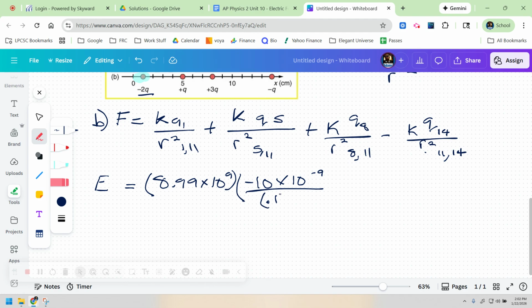You guys with me so far on that? You understand where I'm getting this stuff from? Plus, K5 is just Q, so that's just going to be a positive 5 times 10 to the negative 9. And if you wanted to, you could probably factor out all the 10 to the negative 9s, but we'll get to that later. You got to follow order of operations. The distance between 5 and 11 is 6 centimeters, or 0.06 meters squared.